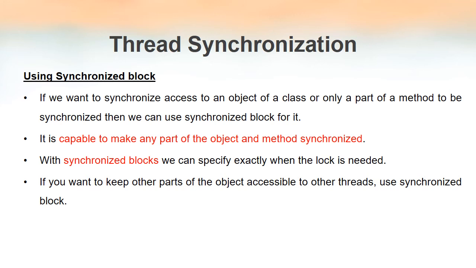In that case the entire method is locked. Whenever one thread is accessing that method, no other threads can access that entire method. In certain situations we'll have to lock only a small portion of a method. For example, if a method has 50 lines of code, we may want to lock only 5 lines of code inside that method. There is no need to lock the entire method as a whole. Instead, we want to lock only a small portion of that method.